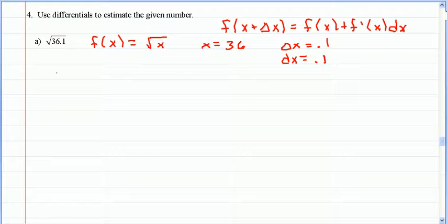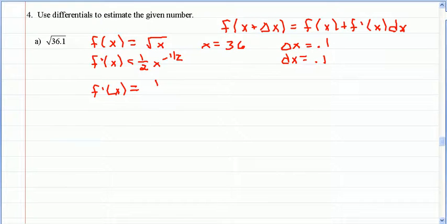So I have all of the information that I need except for the derivative. So to find f prime of x, the square root of x is the same as x to the 1/2. So I have 1/2 x to the negative 1/2. And f prime of x can be rewritten as 1 over 2 times the square root of x.